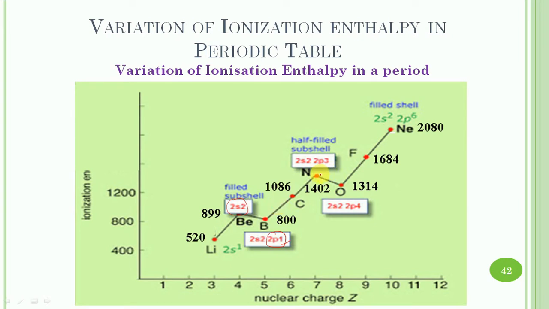While we move from nitrogen to oxygen, there is a decrease in ionization enthalpy, and it is because the electronic configuration of nitrogen, that is 2s2 and 2p3, is extra stable, while in the case of oxygen it is 2s2 and 2p4. So the electronic configuration of nitrogen is extra stable, and removal of an electron requires higher energy. Then while moving from oxygen to neon through fluorine, the ionization enthalpy is going to continuously increase, and it is due to the decrease in atomic size and increase in nuclear charge.